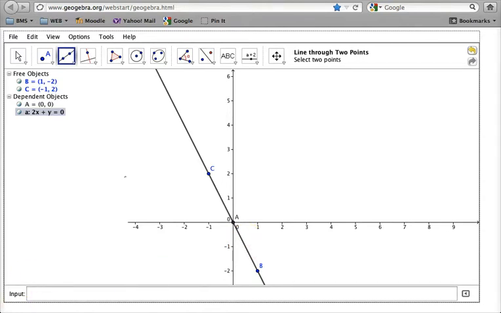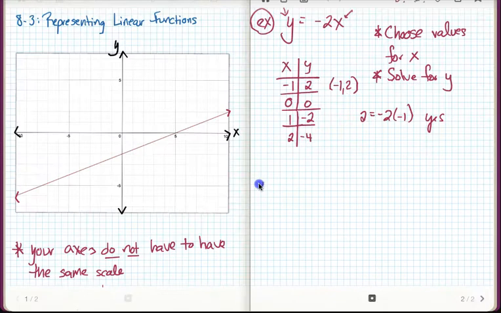Let's take a look at another equation. Let's say we have x plus y equals negative 5. Okay, let's come up with some ordered pairs that make this equation true.